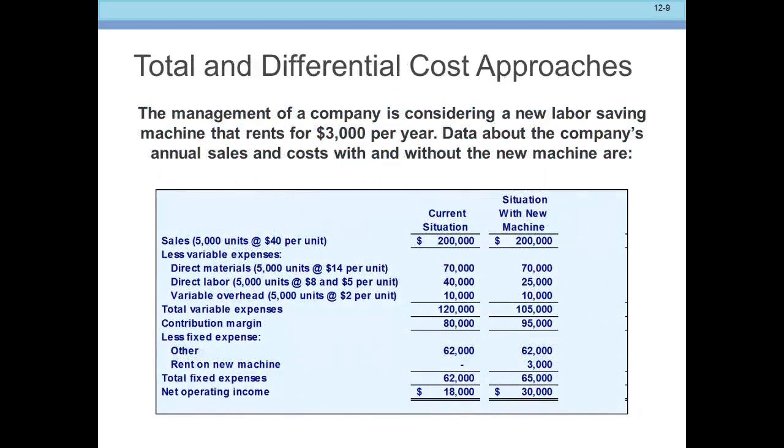Let's look at another example. We have the following information for a company who's considering a new labor-saving machine that rents for $3,000 per year. We have financial results without the machine and with it, and we're trying to decide if we should get the machine. One approach is to compare the two contribution income statements to see what the difference is between the two. The difference between the two income statements is $12,000. That suggests we'd be better off with the new machine.